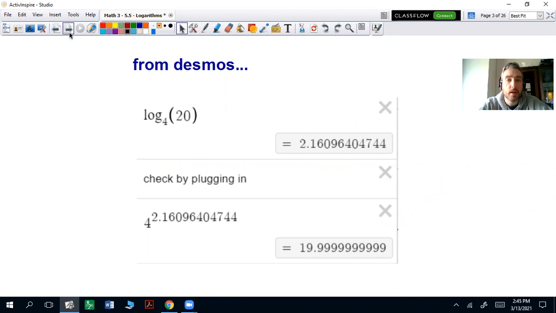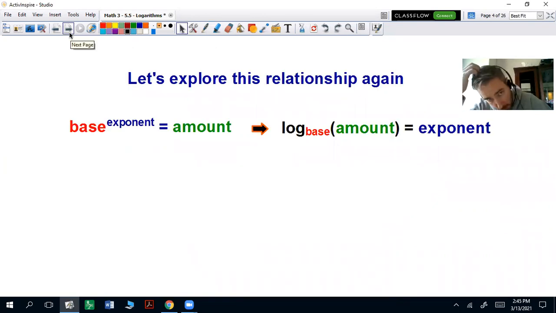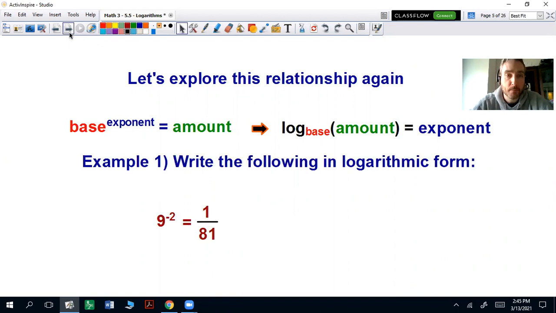So now let's explore that relationship a little bit further. We have base to an exponent is equal to amount, which translates to log base of that amount is equal to the exponent. Those are interchangeable. You can write either way, one or the other, it doesn't really matter. They mean the same thing. So let's do this example. We're going to write this in log form.